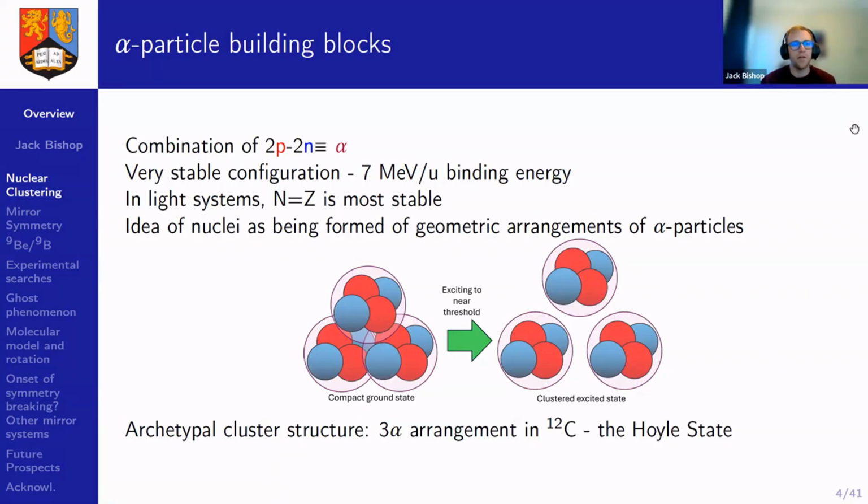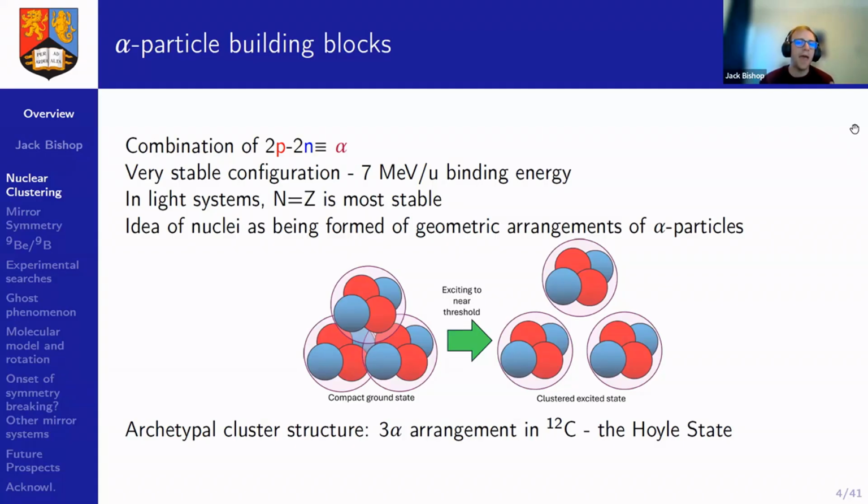So this kicked the idea off back in the day that we can start to think about these nuclei being formed of geometric arrangements of alpha particles. This doesn't necessarily have to take place in the ground state. We can think about a system like carbon-12. In carbon-12, we've got 6 protons and 6 neutrons. In the ground state, everything's closer towards this spherical arrangement.